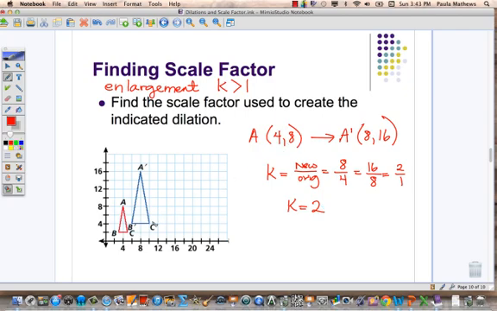So every point is being doubled from what it originally was. And so if I look at that algebraic rule, every xy goes to 2x and 2y. Okay? So there we go. We've looked at dilating images on the coordinate plane using a scale factor and being able to write those algebraically, and then likewise, given a dilation, figuring out what scale factor was used.